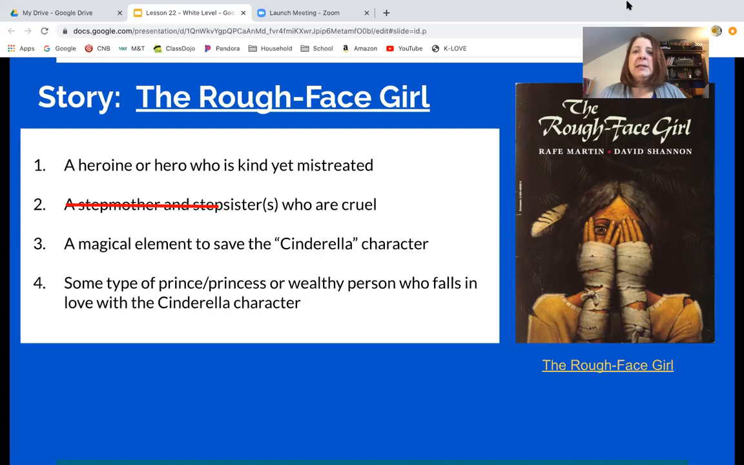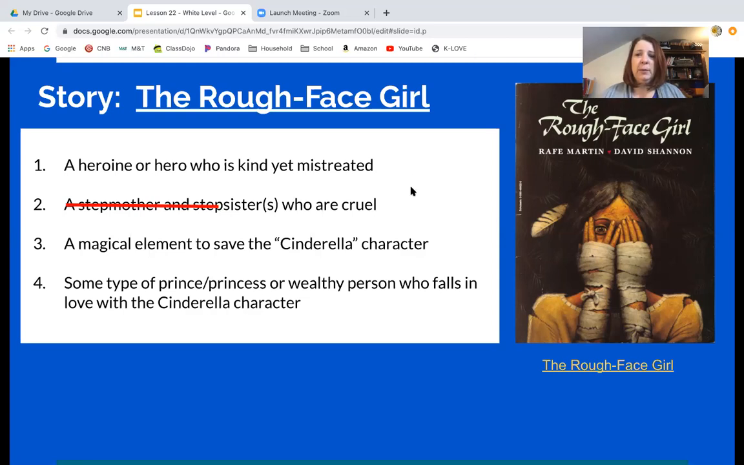So this is an Iroquois Indian version of the rough-faced girl. It's a legend or a story that is connected to or part of what we call Cinderella stories from around the world. So this is a Cinderella version called The Rough-Faced Girl. Again, if you need to listen to it another time, you can rewind this presentation or you can go on YouTube and look up Rough-Faced Girl and you'll see lots of different versions of it. Hopefully you enjoyed this story.